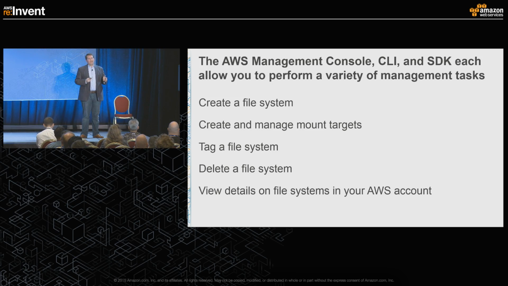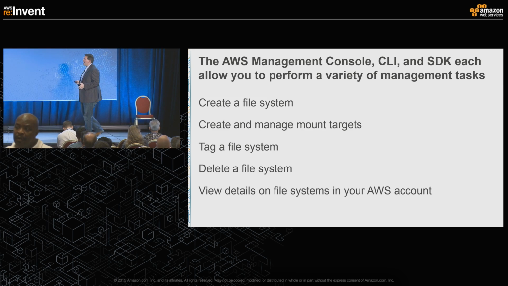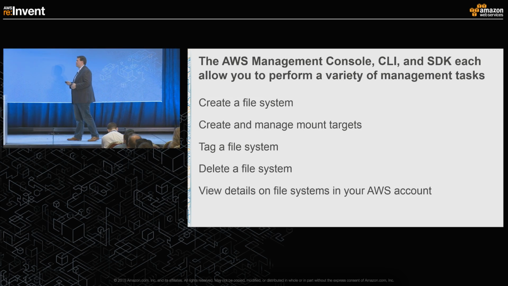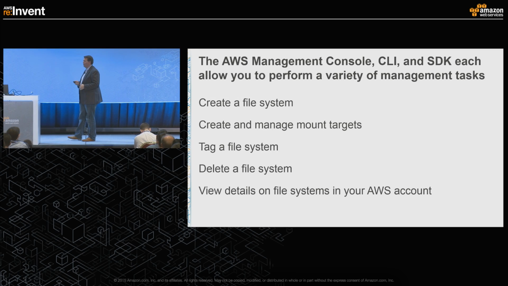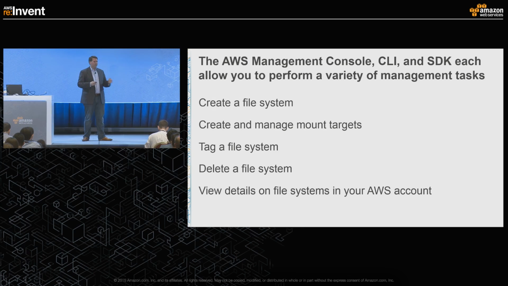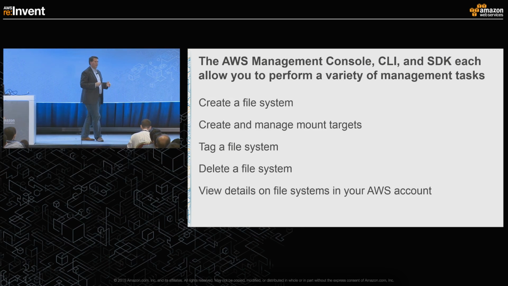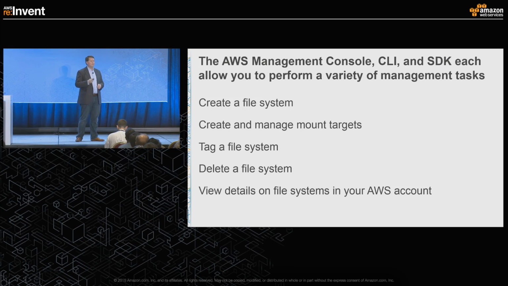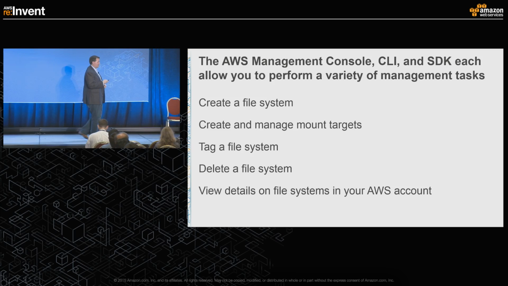Regardless of which method you select to deploy EFS and to administer it, whether it's the console, the CLI, or the SDK, each of those vectors allow you to create a file system, create and manage the mount points that are associated with them, tag a file system for the purpose of resource management, delete a file system securely by integration into Identity and Access Manager, and we'll walk through what that looks like. And you can view the details of them via tagging inside of your AWS account.